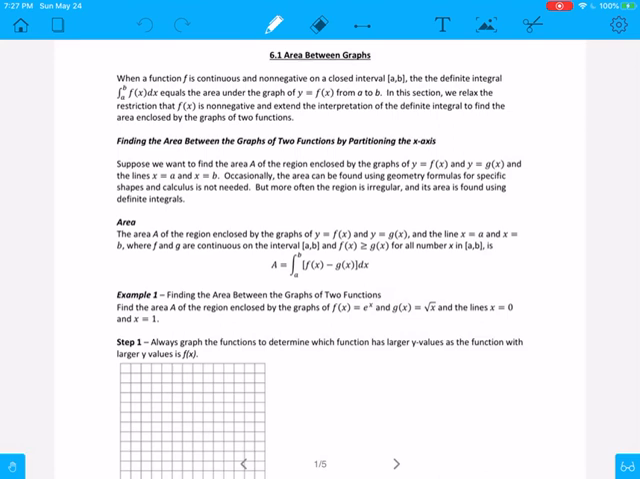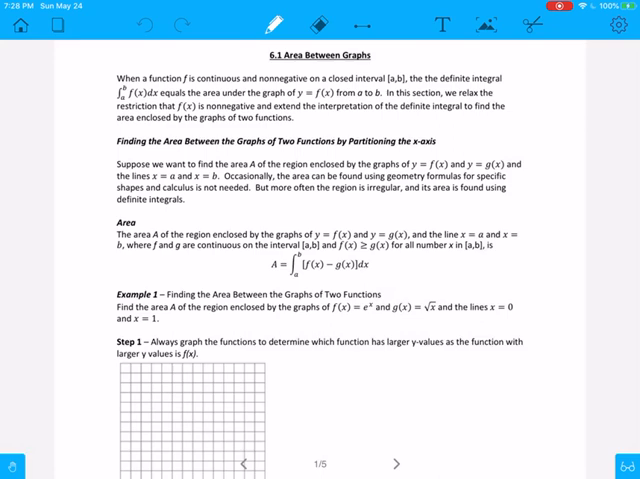So, the area of the region enclosed by the graphs of y equals f of x and y equals g of x, and the lines x equals a and x equals b, where f and g are continuous on the interval between a and b. It means there's no breaks in them. If it was a rational graph, it would have to be on the continuous part. You wouldn't be able to have an asymptote portion. So you could find the area between a curve with a rational function, but it would have to be on a continuous part of the rational function.